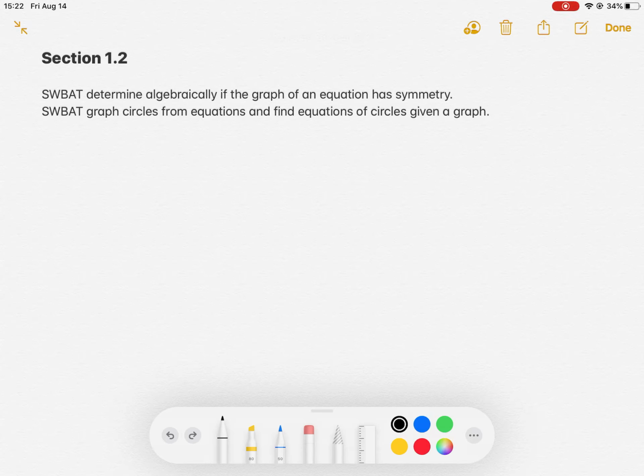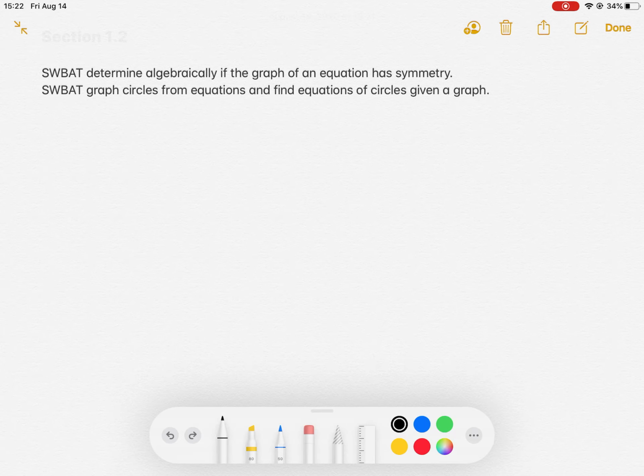So in this video, we're going to be discussing the second section of the book, section 1.2. Now in section 1.2, we're going to discuss a little bit more about graphs, and we're also going to specifically be able to determine whether or not the graph of an equation has any symmetry, and we're going to do that algebraically. The second main idea in this section is I want you to be able to graph circles from equations and find equations of circles given a graph.